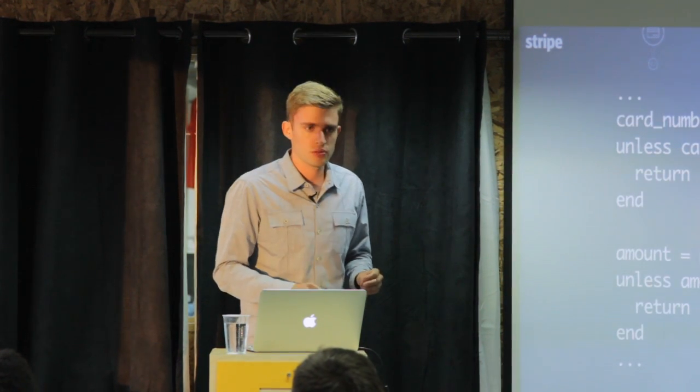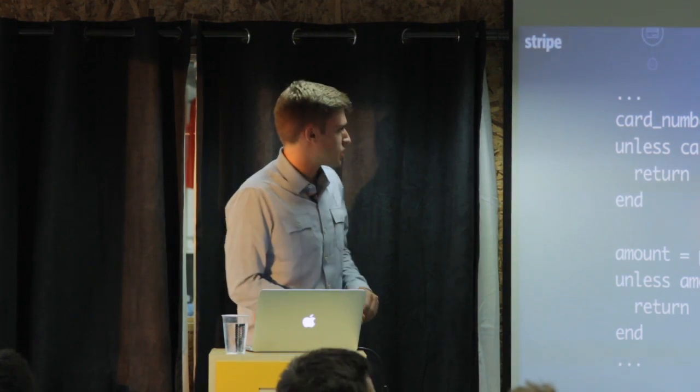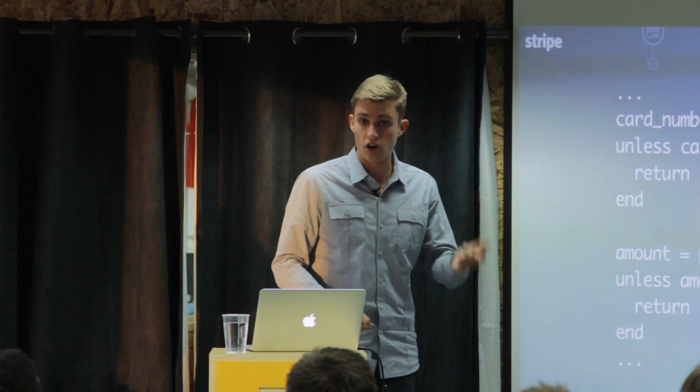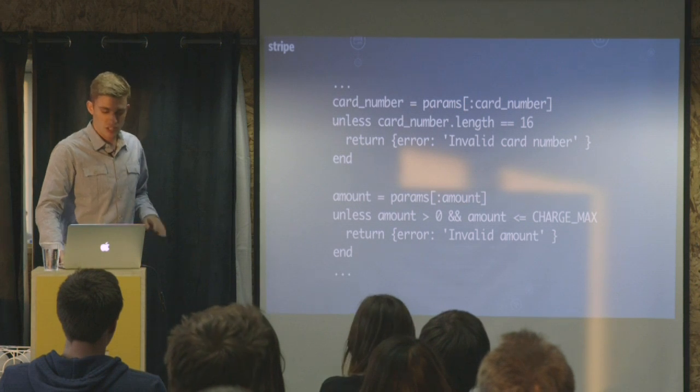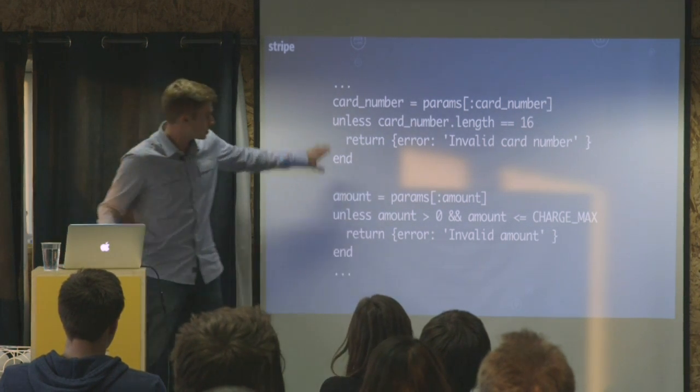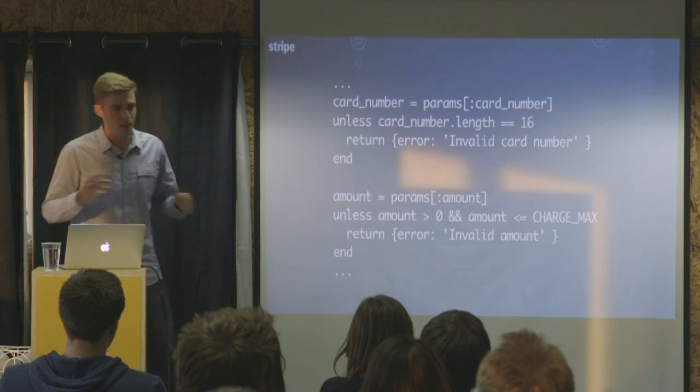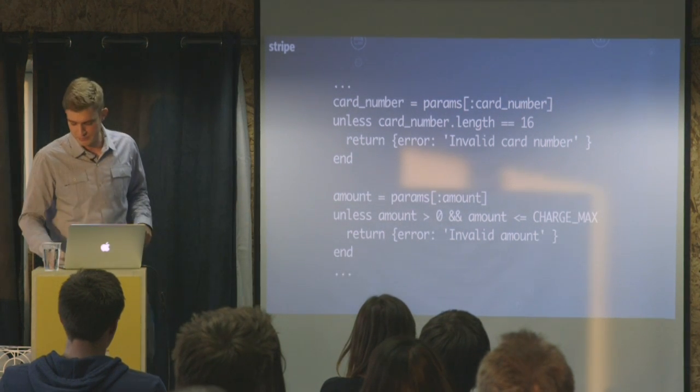Now the next thing is we're going to do some basic validation. So we're going to check to make sure that they've passed us a card number, right? And check that the card number is the correct length, right? Then we're going to check to make sure that they actually passed us an amount to charge on the card, and make sure that they're not asking us to charge like 100 billion pounds or something, right? Making sure that it's a reasonable amount. And returning any errors if the amount or the card number is invalid.